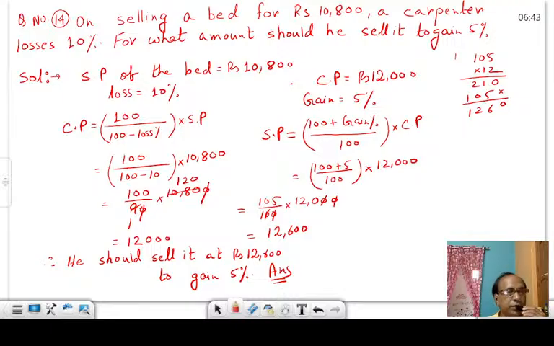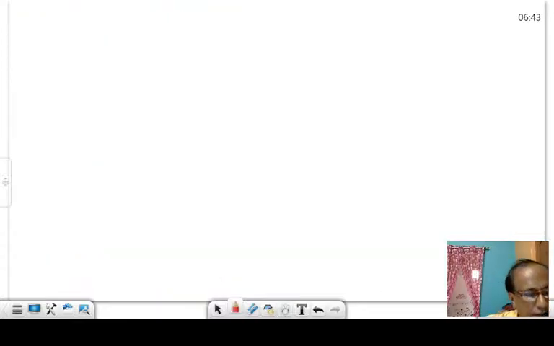Now we'll go to question number 15. Let's see what is given in question number 15. Now we are going to the next question, and that is question number 15, right? Let us see what is given in question number 15.